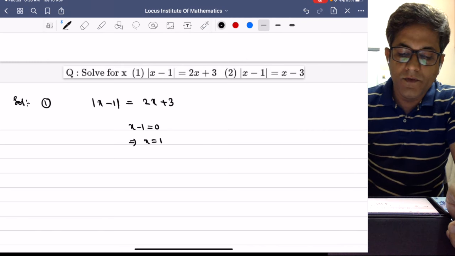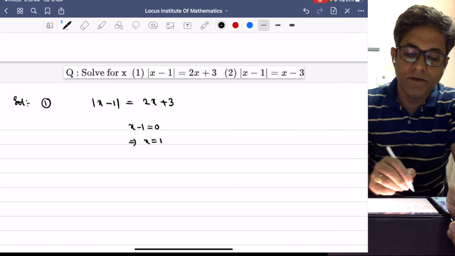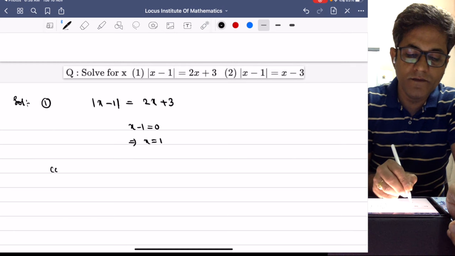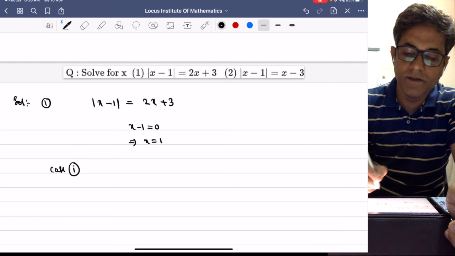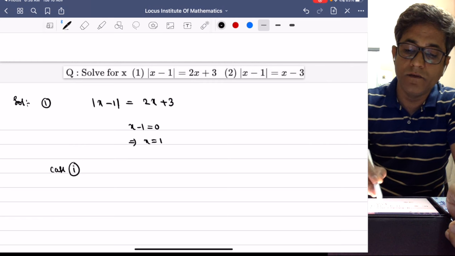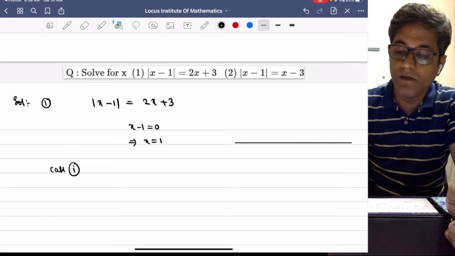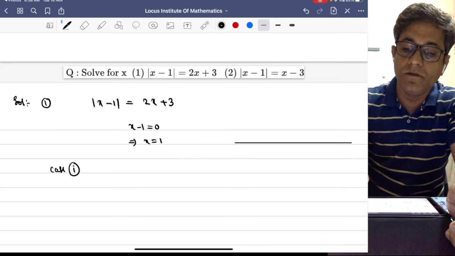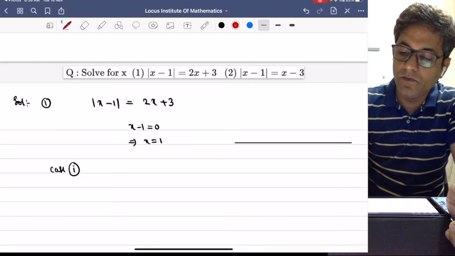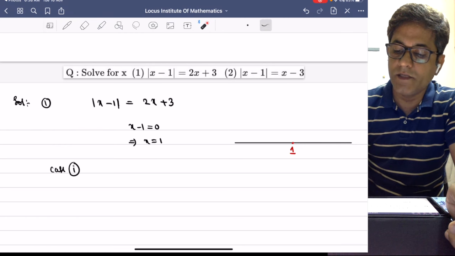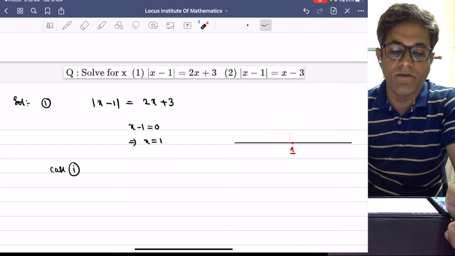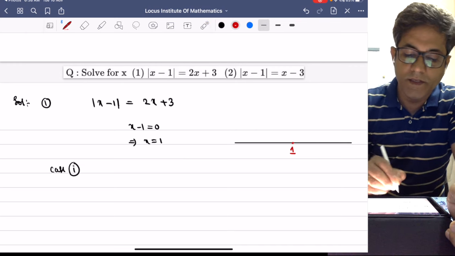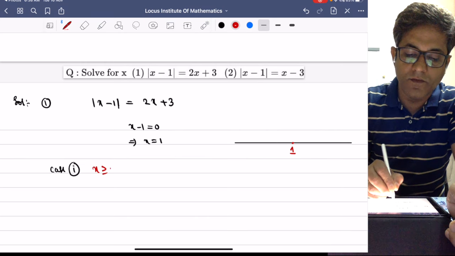Now you divide this into two cases. Case 1, x is greater than or equal to 1. So this is the number line. Here the root is 1. Therefore divide it into two cases. One is x is greater than or equal to 1, and another one is x is less than 1. First, x is greater than or equal to 1.